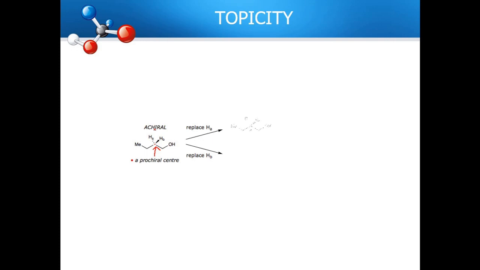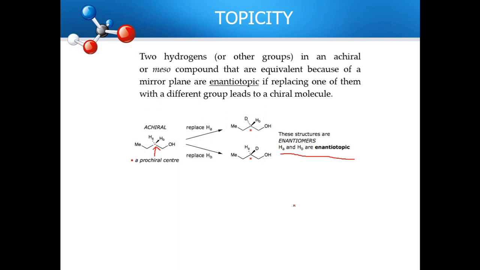And if we replace HA with deuterium and HB with deuterium, we end up with two molecules. And the relationship between these two molecules is that they are enantiomers, and therefore HA and HB are enantiotopic in nature. Now, two hydrogens in an achiral or meso compound that are equivalent because of a mirror plane are enantiotopic if replacing one of them with a different group leads to a chiral molecule. So these two are very important. So what we are doing here is a substitution criterion. What we are seeing here is a symmetry criterion, and what we are seeing here is the stereochemical outcome.